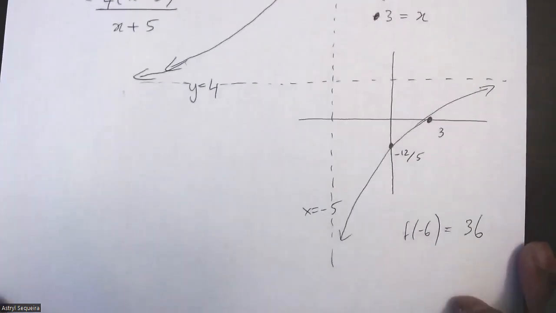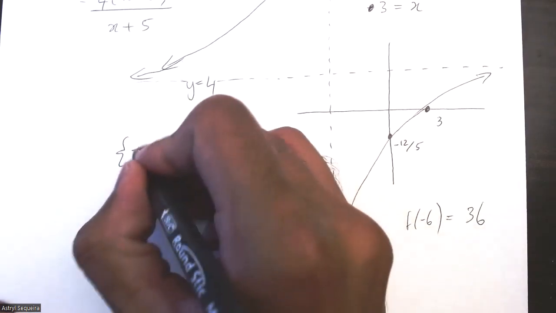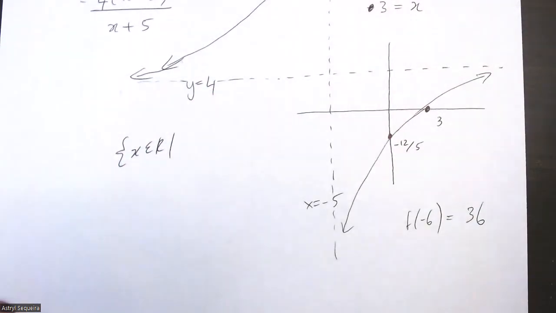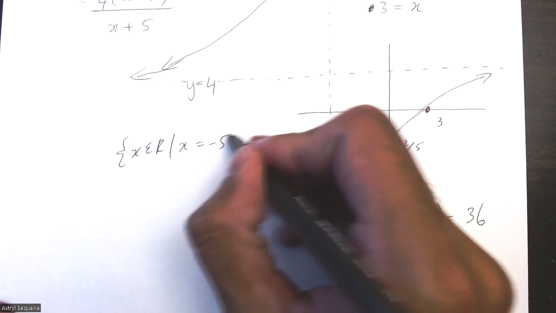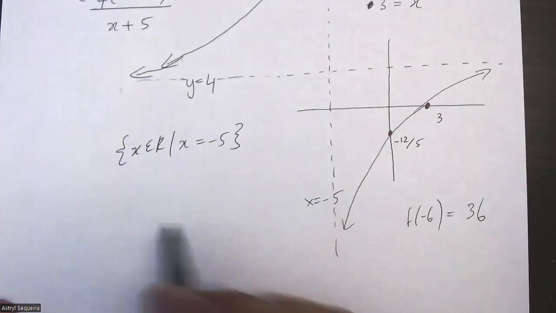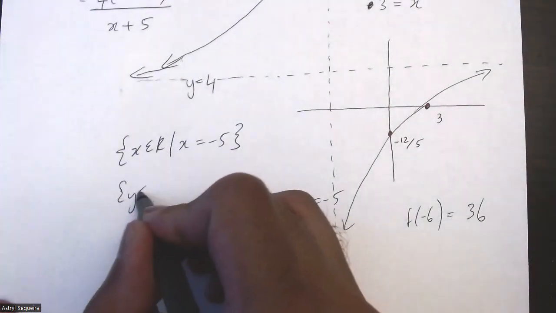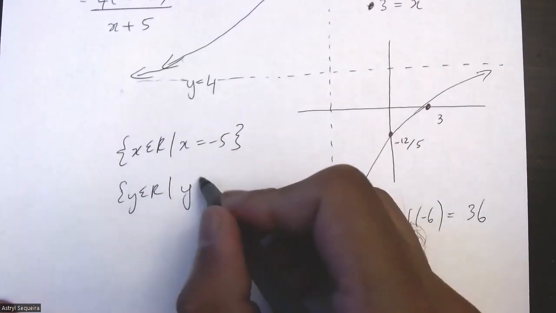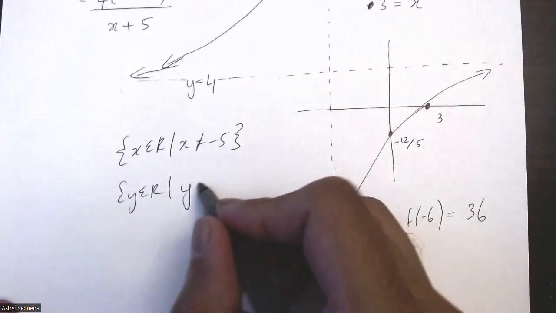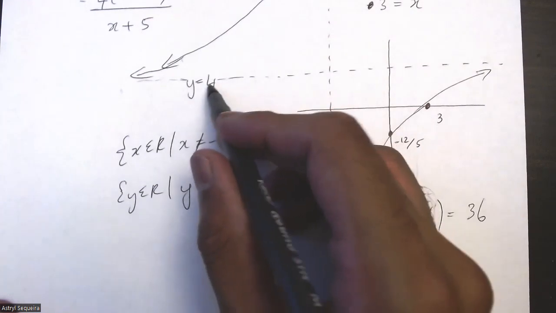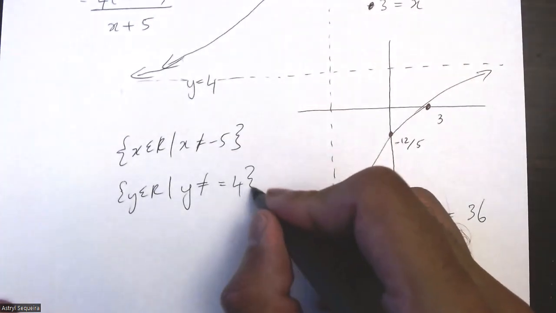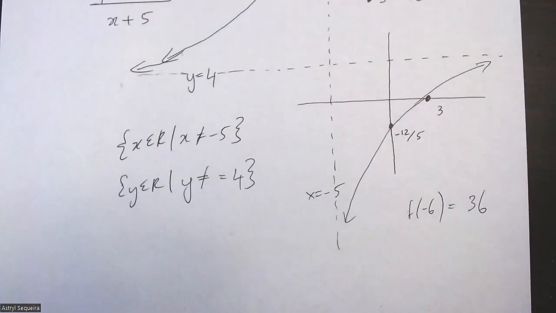And now I can do my domain and range. So my domain is all real numbers, and it's x does not equal negative 5, my vertical asymptote, and my range is all real numbers. And oops, that's y does not equal positive 4, which is my horizontal asymptote.